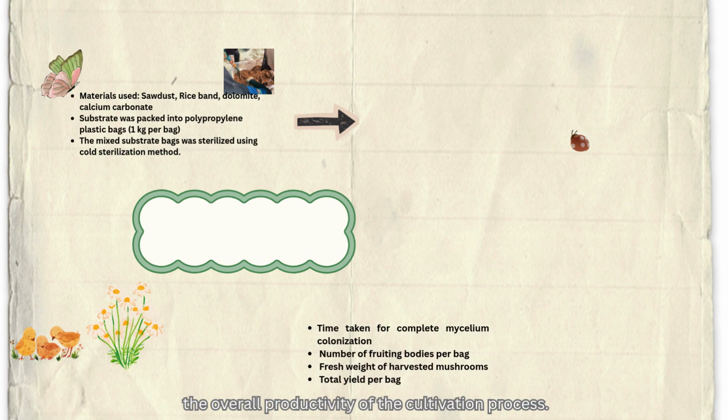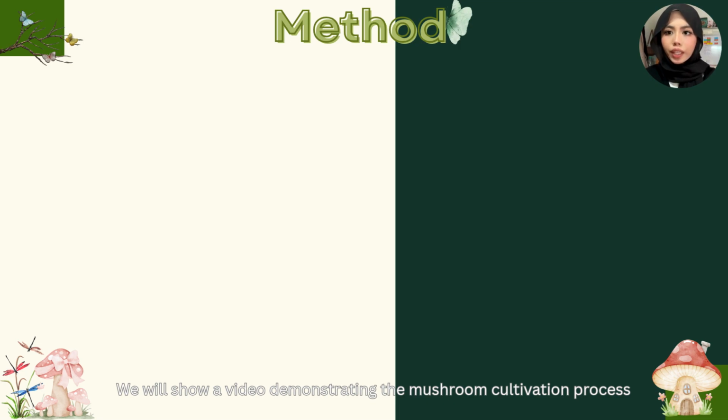For this slide, I will explain. We will show a video demonstrating the mushroom cultivation process from start to finish. The video highlights each key stage, starting from substrate preparation, spawn inoculation, incubation, and finally the harvesting of mushroom.